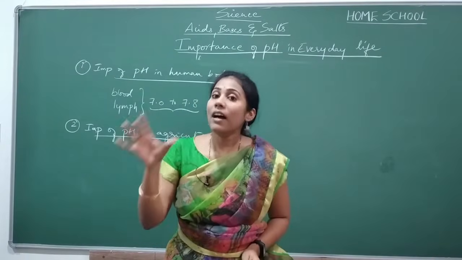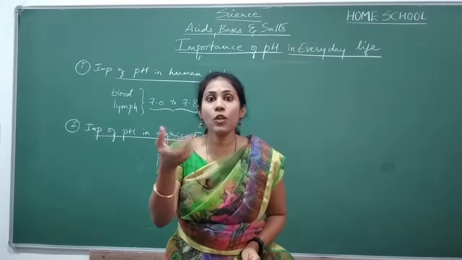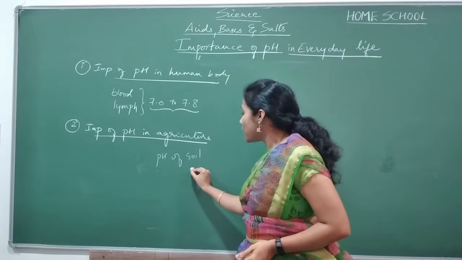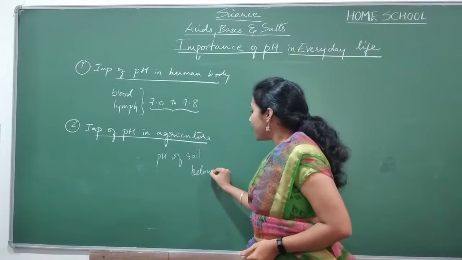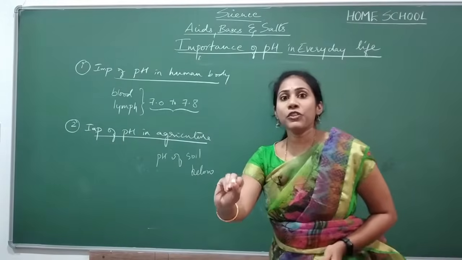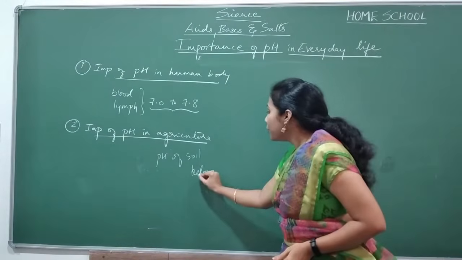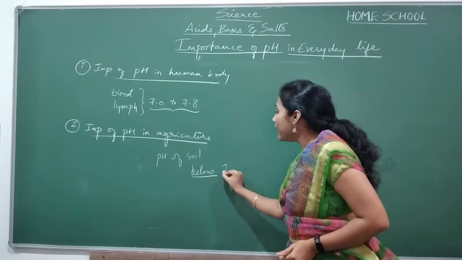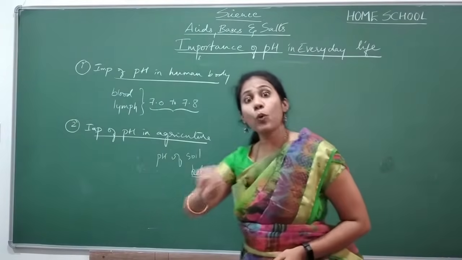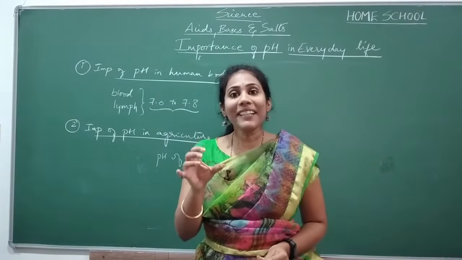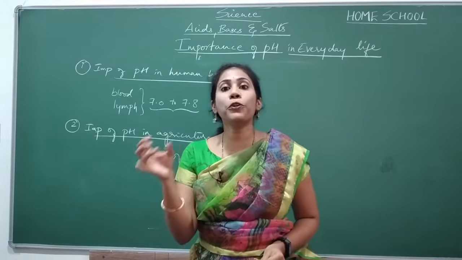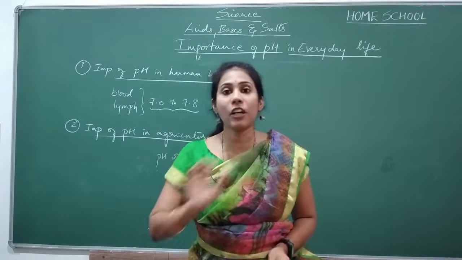In our area, the pH of the soil is quite acidic. Acidic in the sense what? The value is below 7. If you measure the pH of the soil in our area, you will get a value below 7. That means the soil is quite acidic. So that acidic soil is suited to grow paddy, not coffee.